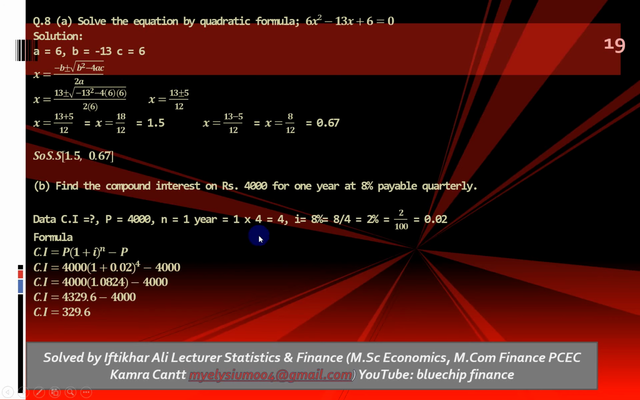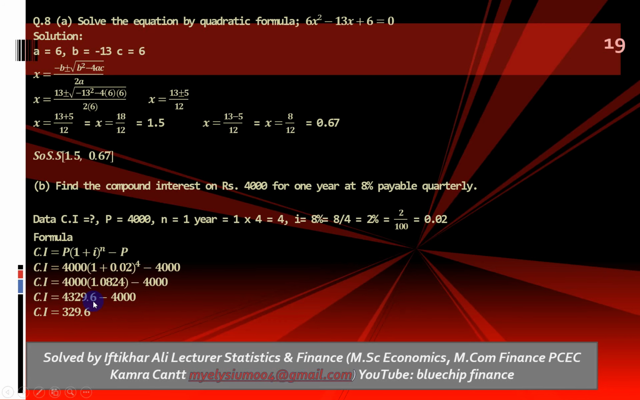Find the compound interest on rupees 4,000. The principal amount is 4,000 for 1 year at 8% payable quarterly. So the interest rate is 8%, but the case is on a quarterly basis. So 8 divided by 4 will be 2%, and there are 4 quarters in 1 year, so n will be 4. Just put these values into the formula of compound interest, which is p multiplied by 1 plus i raised to power n minus p, and the compound interest will be 329.6.